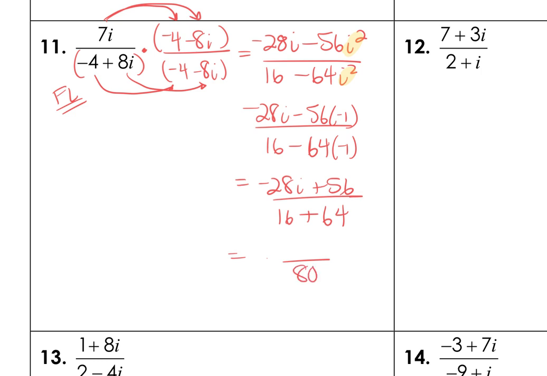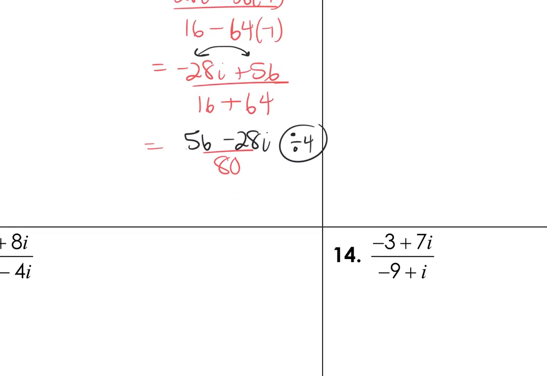What I'm also going to do, guys, in this step is just switch my real and imaginary. So I'll put 56 first and then negative 28i. Let's see, as far as simplifying goes, I believe 4 can go into everything. Sometimes you just have to check in your calculator to see what can go into stuff. So if I divide everything by 4, I end up getting 14 minus 7i over 20. And then I'm just going to break that up.